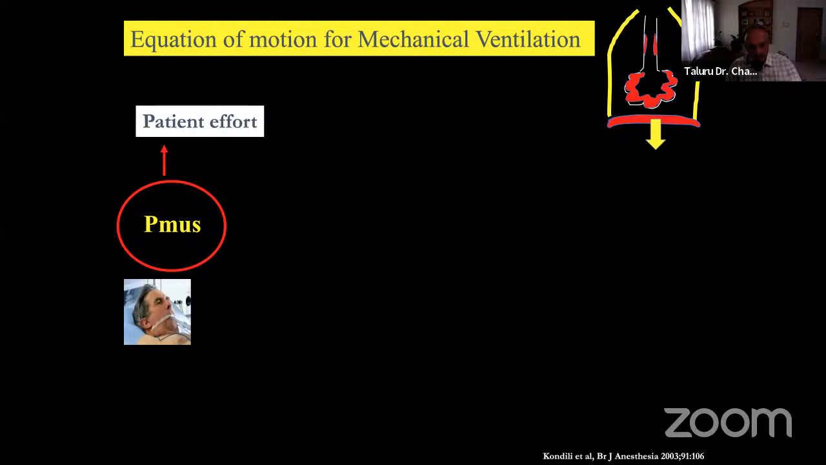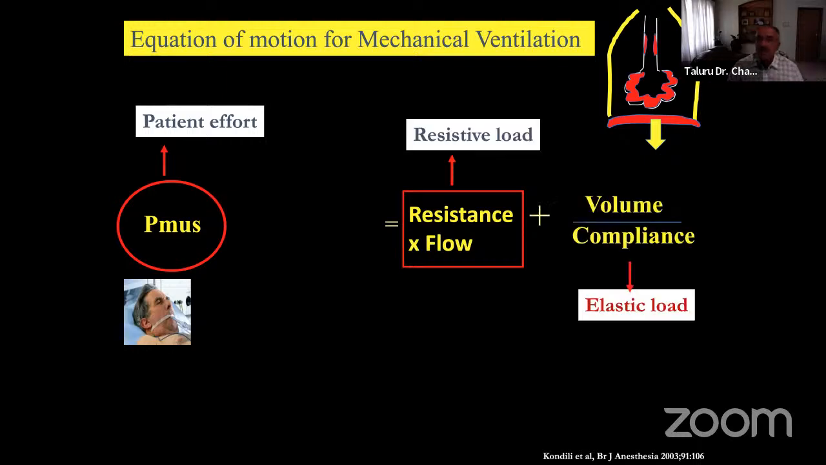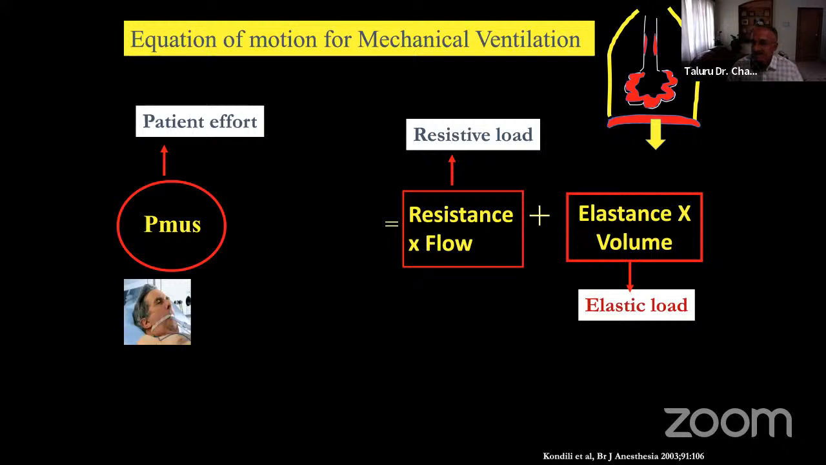So the patient's effort leads to a flow going through the tubes, where there is no place for the volume to be collected. So it is flow into resistance for the airways, and that is called the resistive load. Once it reaches the alveoli, which are the sacs where the volume collects, it is volume divided by compliance or elastance. The inverse of compliance is elastance. That's the elastic load.